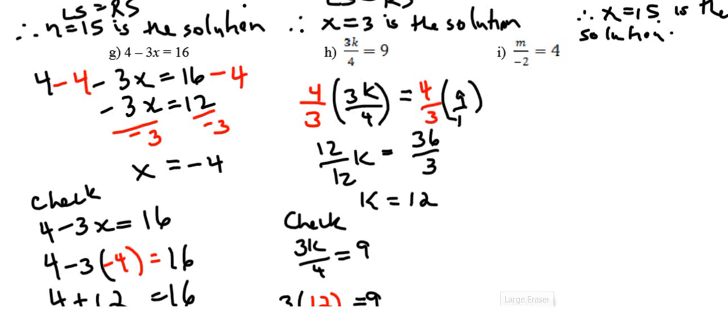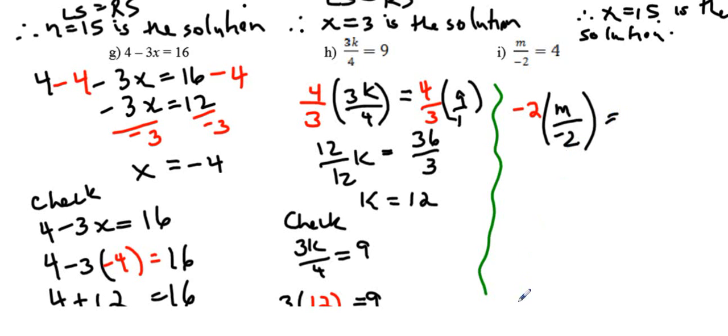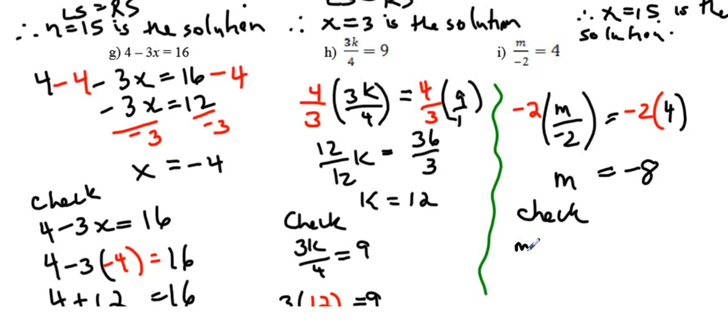All right, so let's go ahead and solve for m here. So m is being divided by -2. So I'm just going to multiply then m by -2. So -2 times m over -2. And of course I have to do the same thing to the other side. So -2 is going to also have to be multiplied by that 4. So then we have -2 divided by -2, which cancels, and we're just left with m as we expect. m equals -8. So now we're going to check, and we're going to see that m over -2 equals 4.